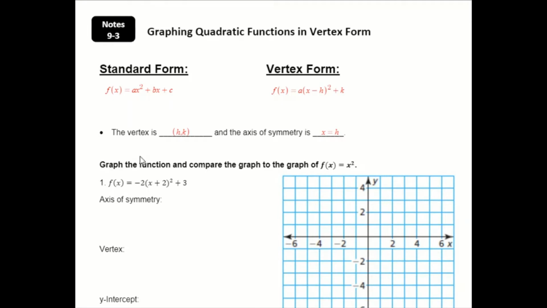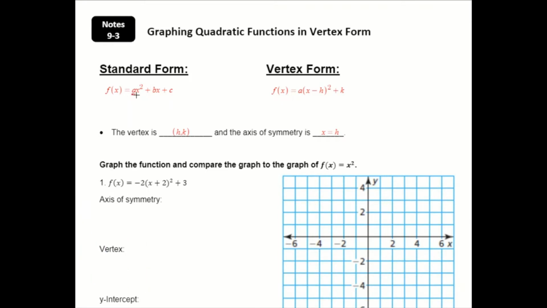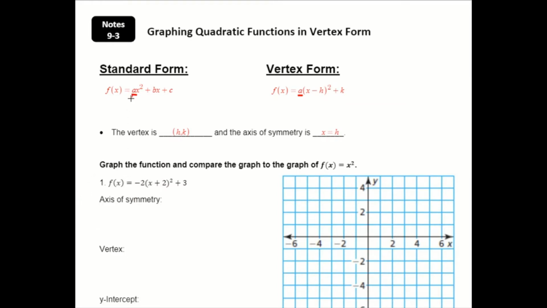So just to summarize here, first of all, the a value that we had in standard form is the same as the a value here. So as far as how that affects the graph, it affects the graph the same way. This value will control the width of the parabola and whether or not it gets reflected over the x-axis. So those are the same.